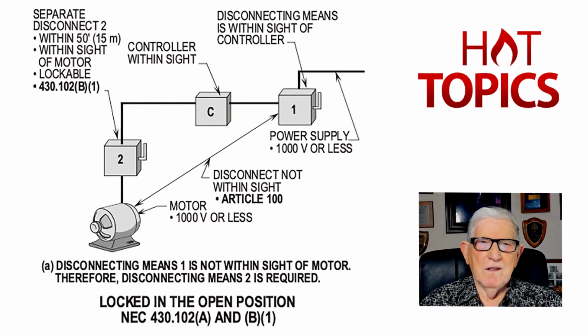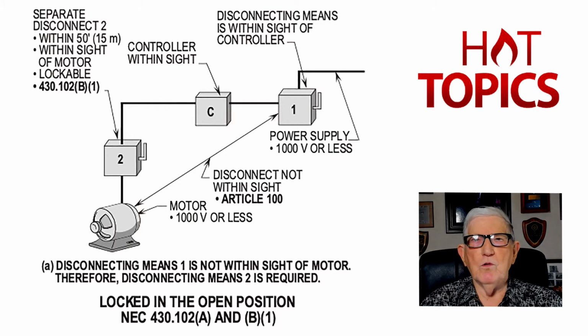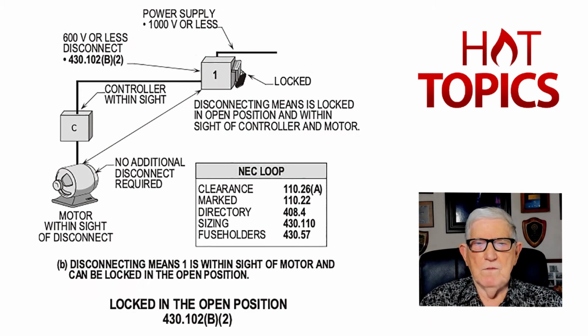But notice the motor is out of sight of the disconnect 1, so we need to install a disconnect 2 and locate it within 50 foot of the motor, bird's eye view, route of travel in accordance with Article 100 for the in-sight rule. And then we're complying with 430.102A and B1 of the code. And now we're ready to move to our next illustration, which will be 430.102B as in boy 2.